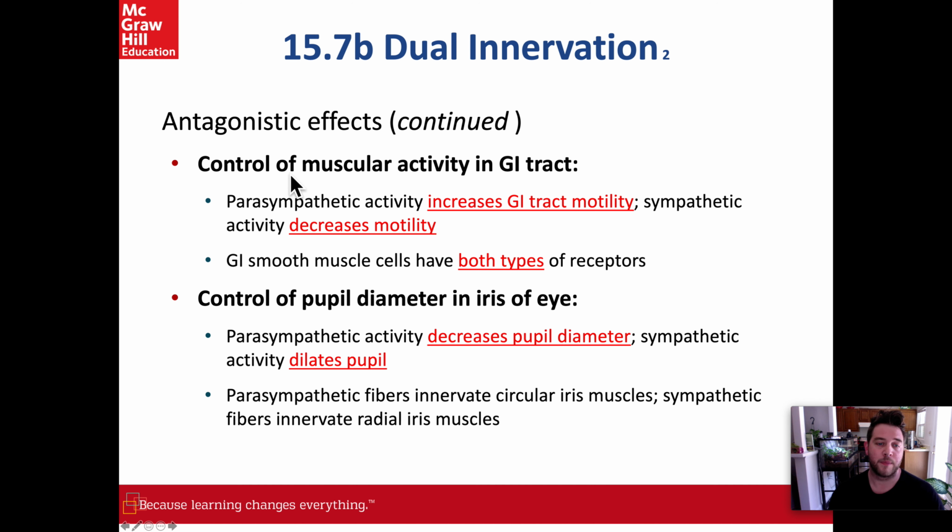You can have muscular activity in your GI tract. Parasympathetic activity will increase GI tract motility, whereas sympathetic will decrease it. Your GI smooth muscle cells have both types of those receptors, so they will obviously be able to get innervation from both. And as well as pupil diameter of the iris, the parasympathetic activity will decrease your pupil diameter, whereas your sympathetic activity dilates your pupil.